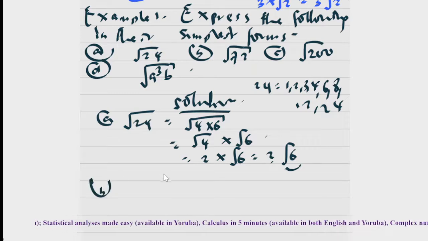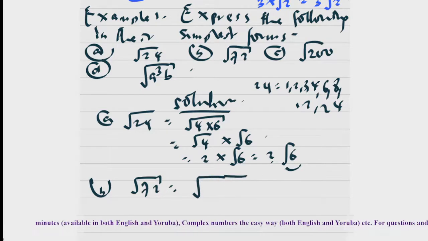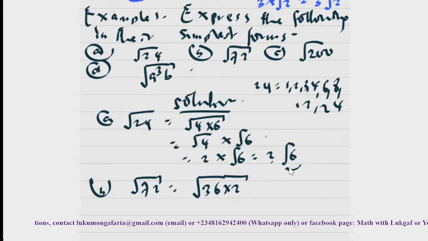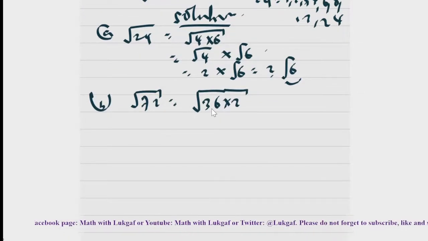You understand? Another example is you have root 72. Okay, can you express 72 as a product of its two factors such that one of them is a perfect square? Can you think about it? Let me quickly give you a hint. I think you can use 36 times 2, or you can even use 9 times 8, because 36 times 2 will give you 72. Even 9 times 8 will also give you 72. So immediately you are able to establish the two factors such that one of them is a perfect square.